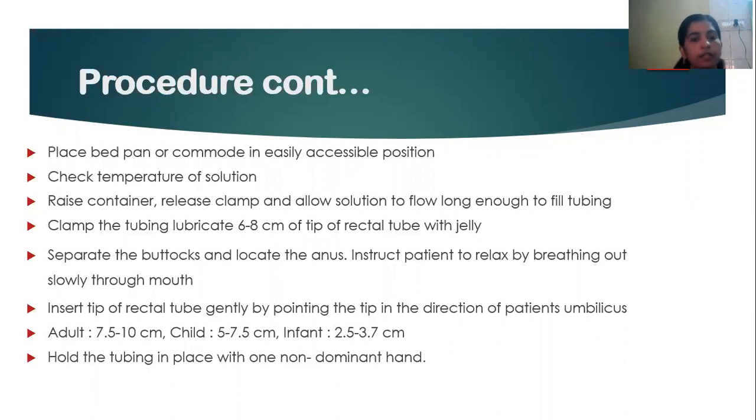Insert the tip of the rectal tube gently, pointing the tip in the direction of the patient's umbilicus. Then only it will go inside the rectal area. Here we will check how much distance we should insert. For an adult it is 7.5 to 10 centimeters, for a child 5 to 7.5 centimeters, and for infants it is 2.5 to 3.7 centimeters.